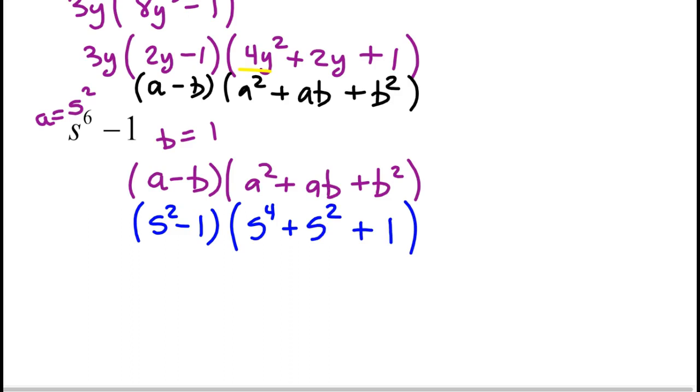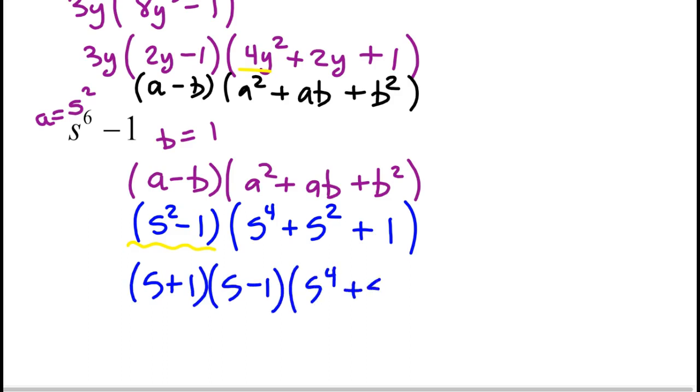Now this is kind of funny because look at what I have right there. Difference of squares. Hey-oh. S plus 1 times s minus 1 times s to the 4th plus s squared plus 1. That's fully factored. Lightning McQueen would totally put a ka-chow on that. Woo-hoo.